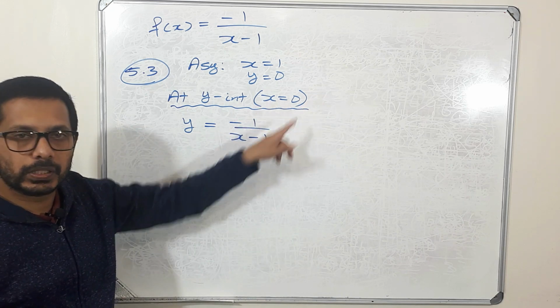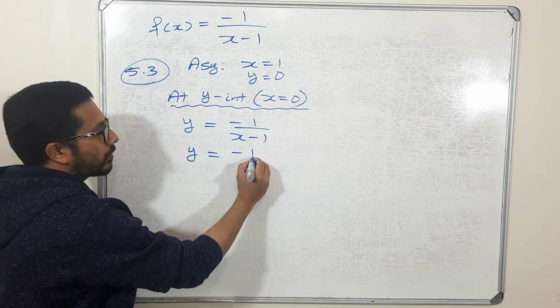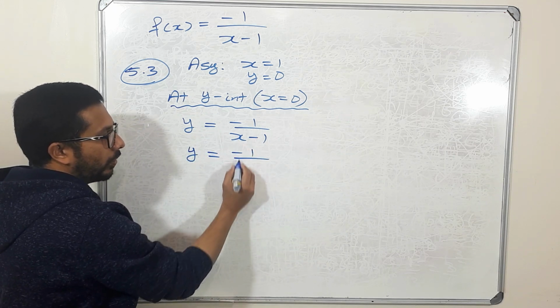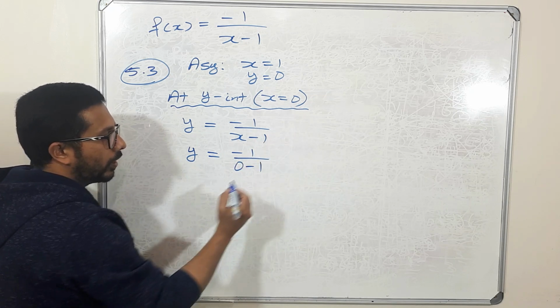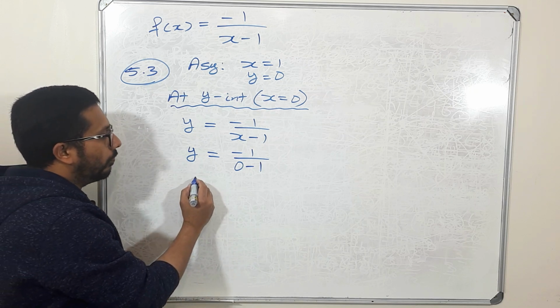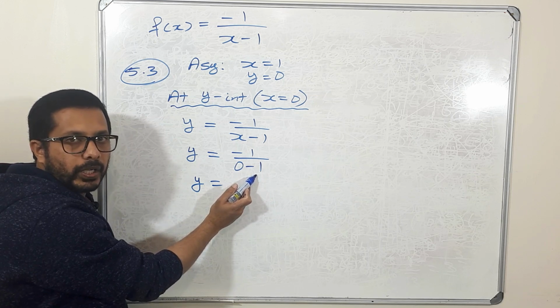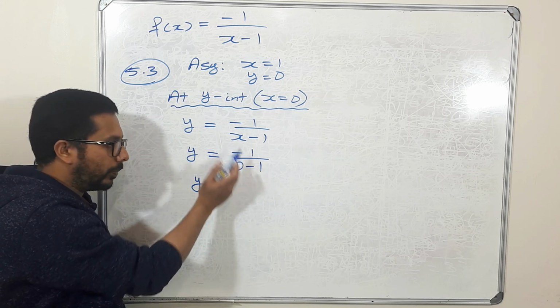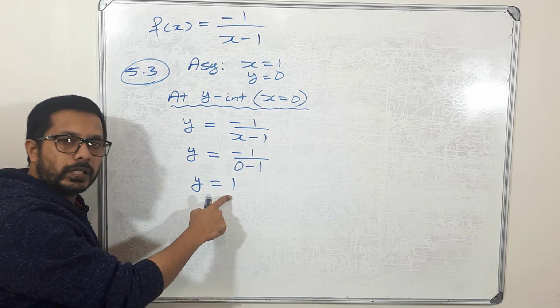x is equal to 0. So y is equal to minus 1 divided by 0 minus 1. What is 0 minus 1? Minus 1. So y is equal to minus 1 divided by minus 1. Minus by minus is positive. 1 by 1 is 1. So what is the y value? y is equal to 1.